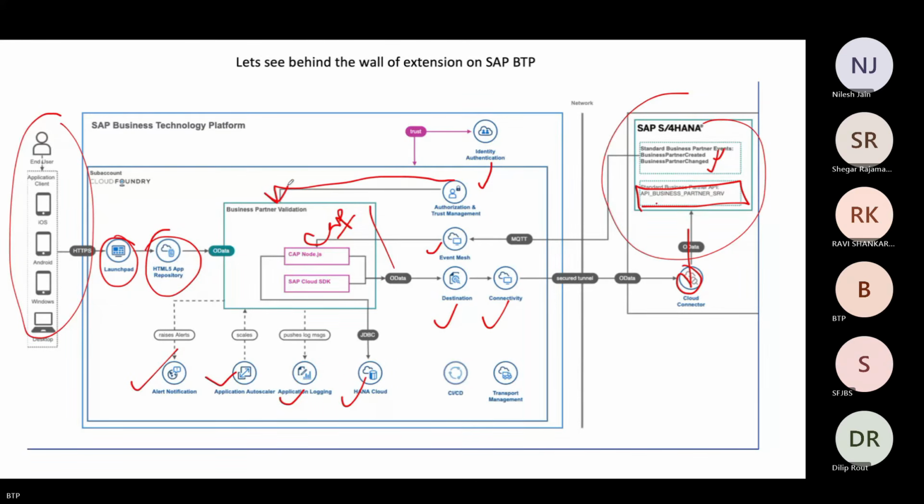What I'm saying is, in S4HANA, the enhancements which we were doing, now we are going to do in BTP, side by side. If I put some enhancement in BTP now, and I run a transaction in S4HANA, how will that enhancement come over here? Because that enhancement is in BTP, right?